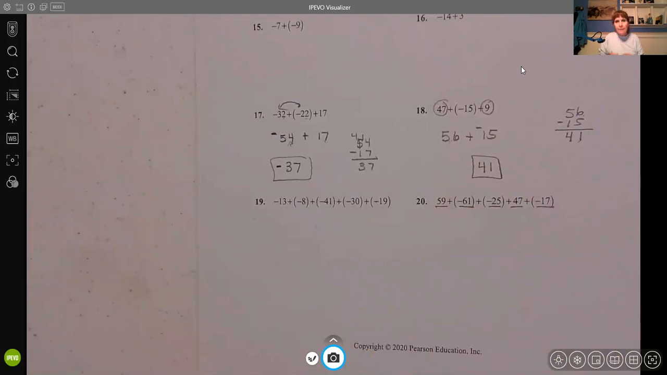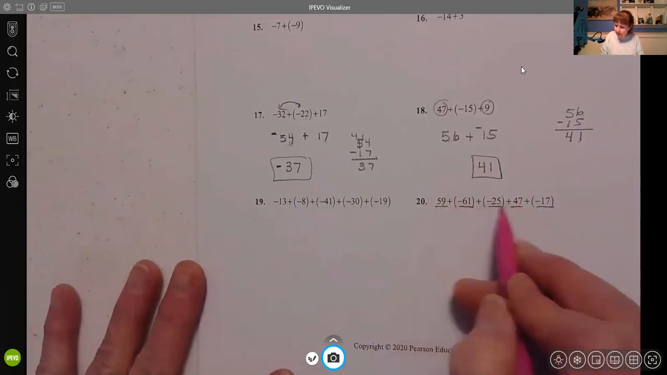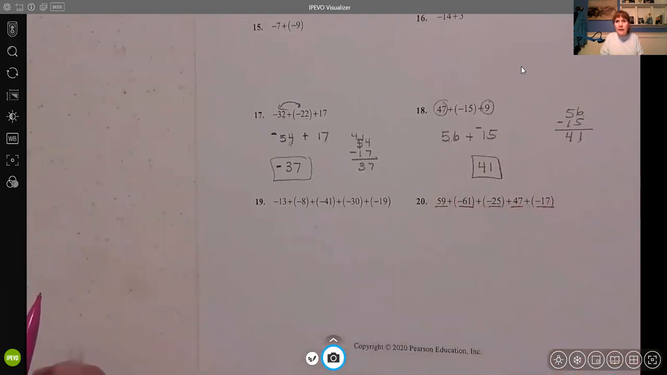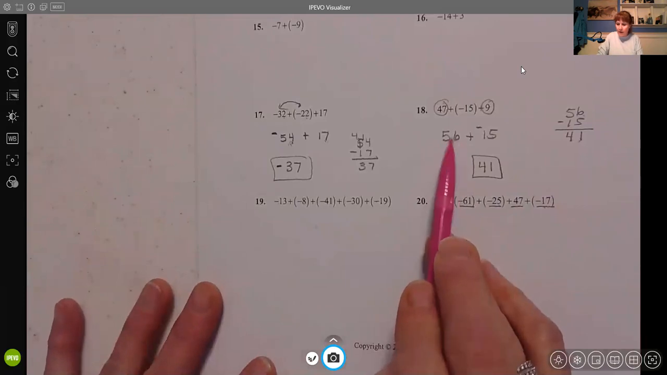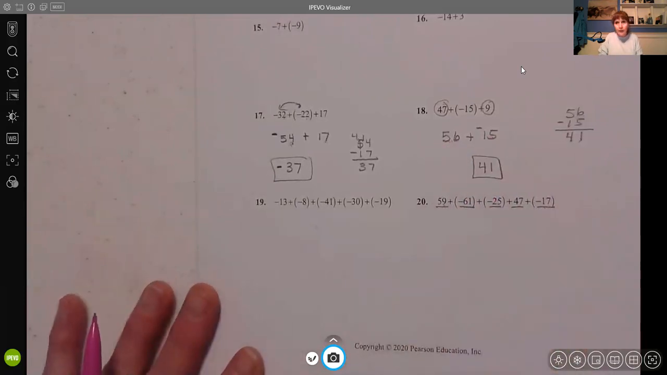All right. But that's the idea, is go ahead and combine the positives, combine the negatives, and then see how many you've got of whatever's larger. Like here we had more positives than we did negatives. How many more? We had 41.